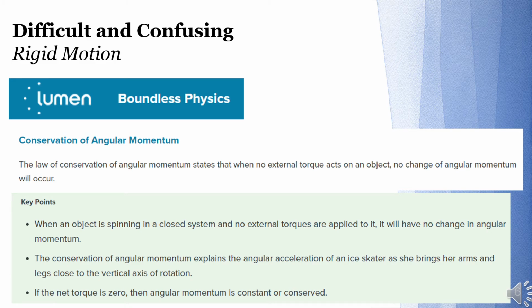This concept of rigid motion was completely new to me, so I went onto Google and found an article by Lumen under the Boundless Physics section. The page titled Conservation of Angular Momentum was expertly organized and included definitions, key points, and useful diagrams.